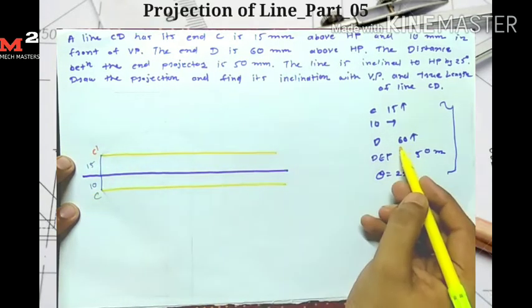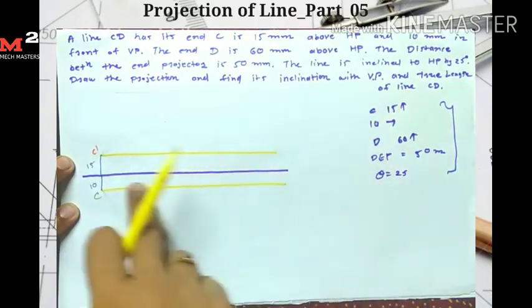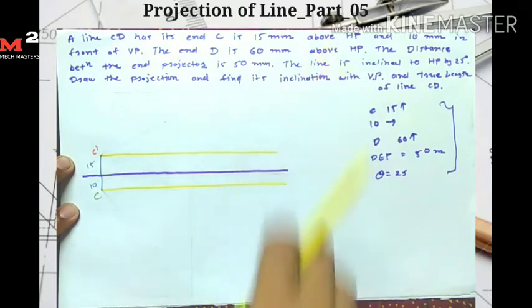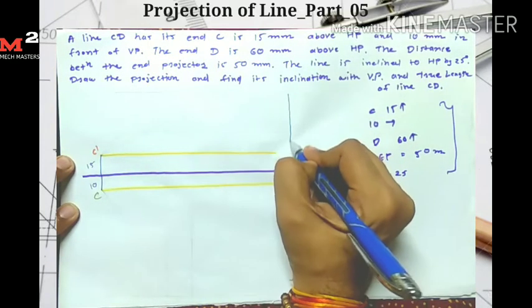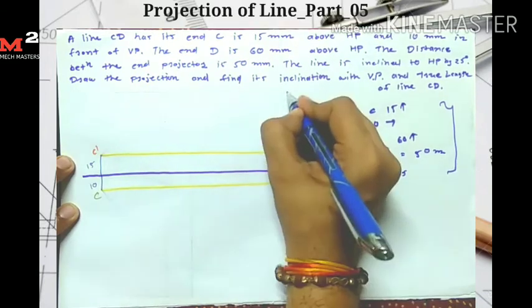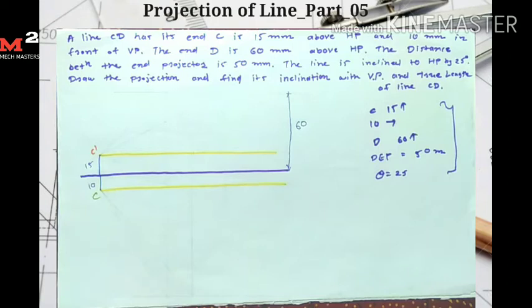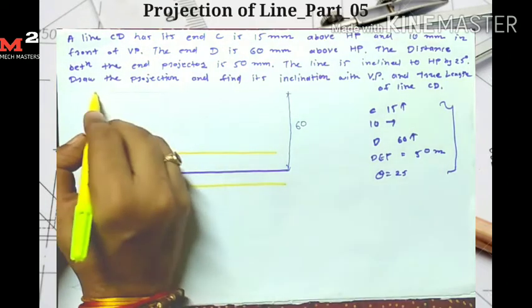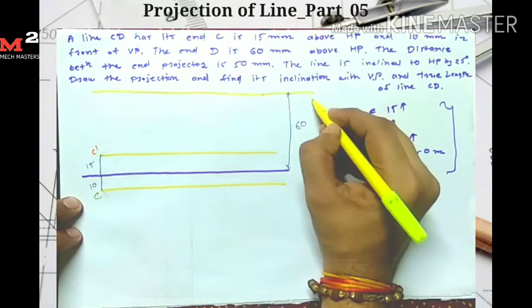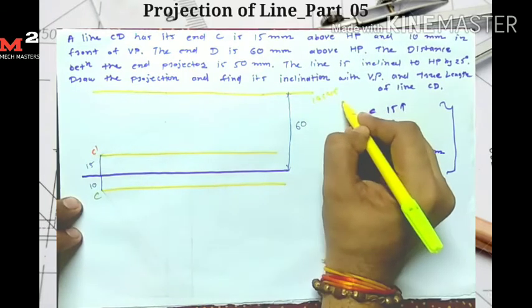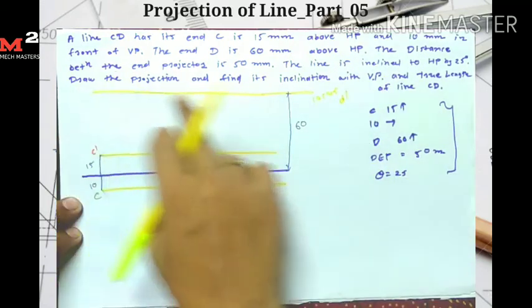Now point D is 60 mm above HP. I don't know where the point is, but I know that its distance from the reference line is 60 mm. Okay, so simple, I measure from the reference line a 60 mm distance and draw one horizontal line. So this is the locus for point D dash. I get the D dash point on this line.